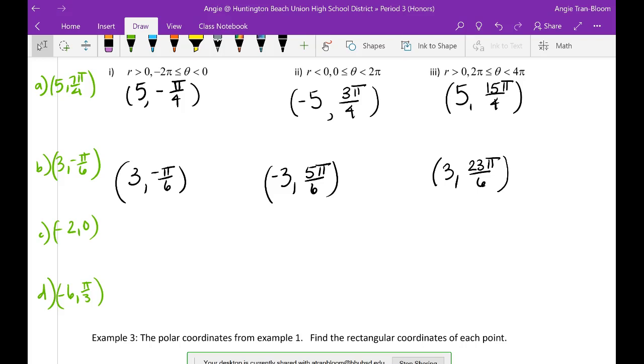2 pi over 3 plus 6 pi over 3 is 8 pi over 3. What? It's the same value. Oh. Because it's negative 6 pi over 3. You have to do the opposite angle, so that'd be 6 comma. Oh, wait, no, just kidding. That's 7 pi over 3.